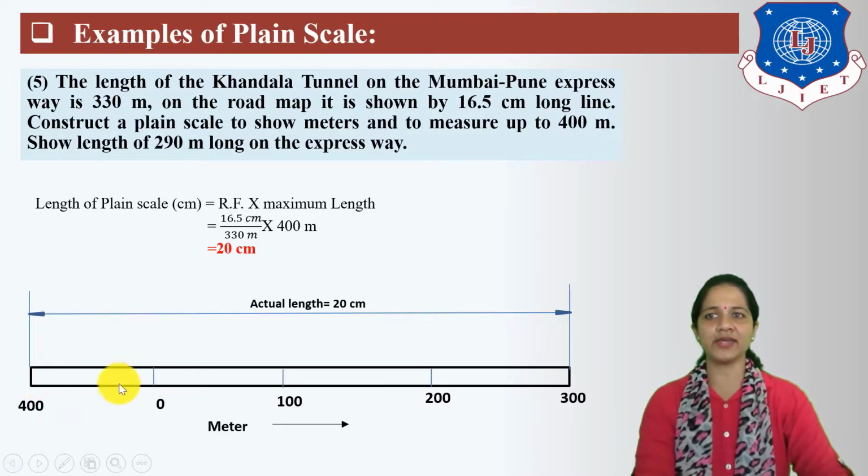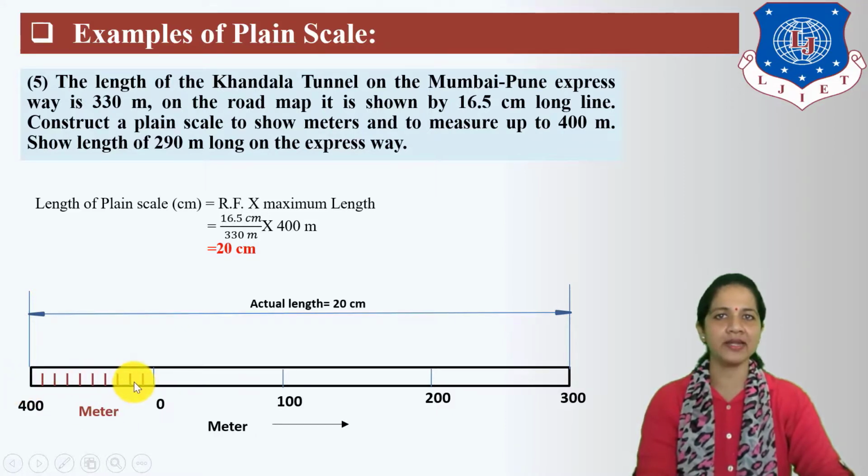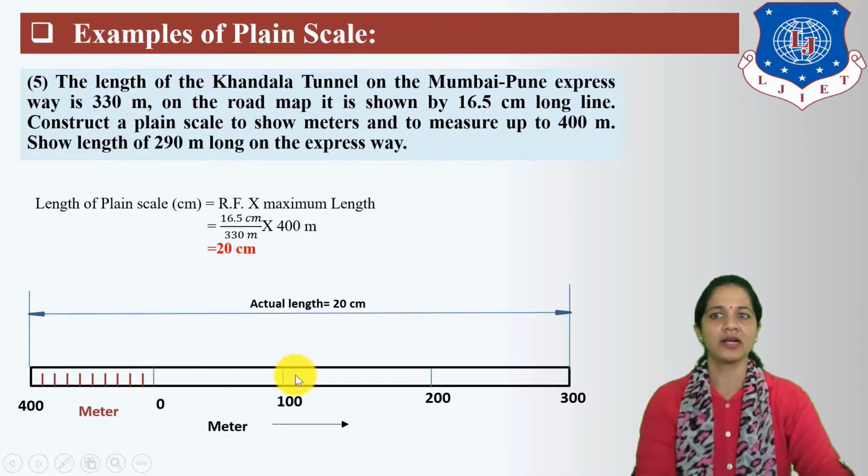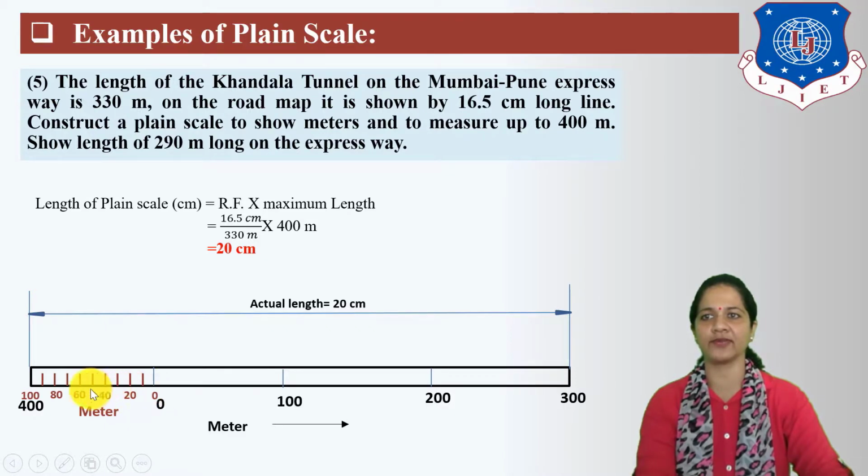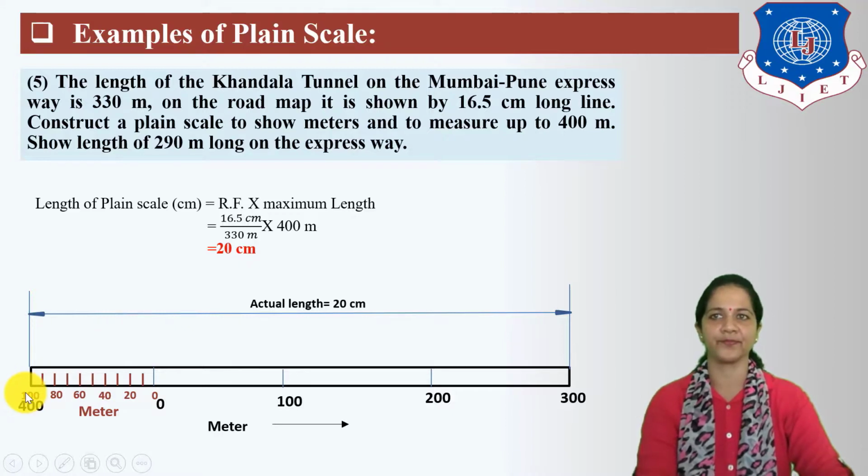Now the first division is subdivided into equal 10 parts because one division indicates 100 meter. Mark here subdivision points as 0, 10, 20, 30, 40, 50, 60, 70, 80, 90 and 100 meter.